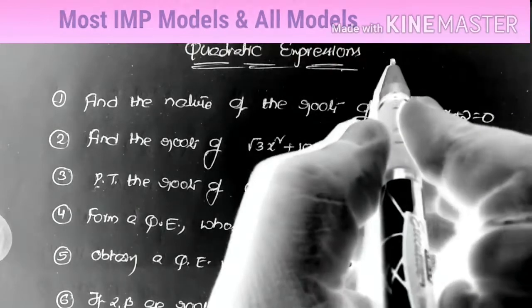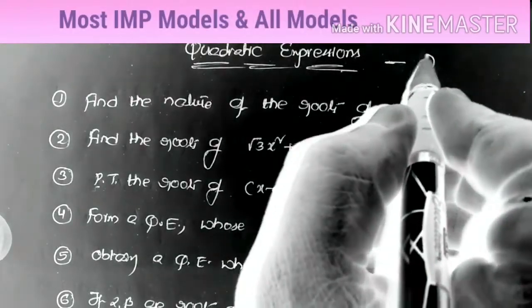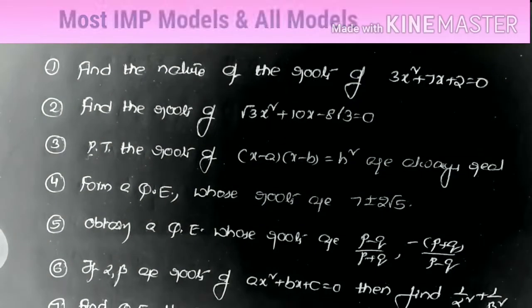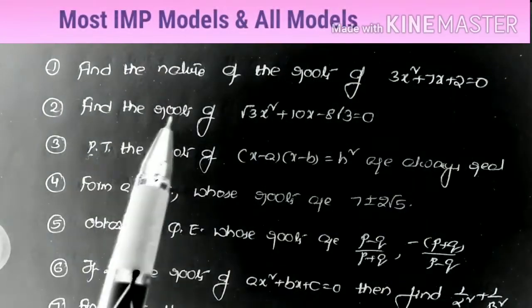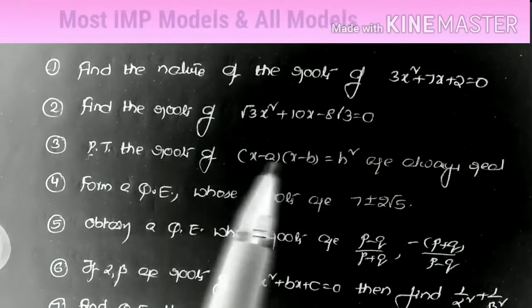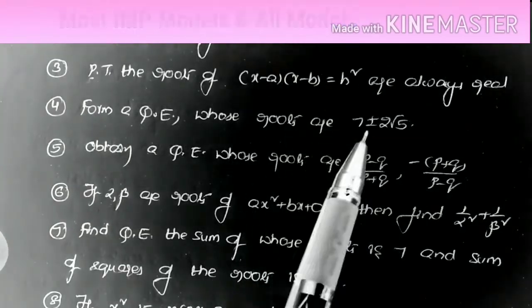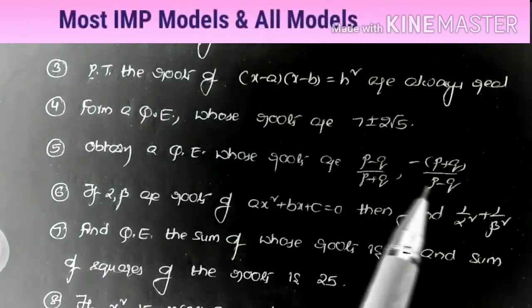Now the next chapter, quadratic expressions, and from this chapter 1 2 marks problem comes in the public examination. Now the models are: find the nature of the roots, find the roots of the equation, prove that the roots are real numbers, and form the quadratic equation. Roots are given here and form the quadratic equation.